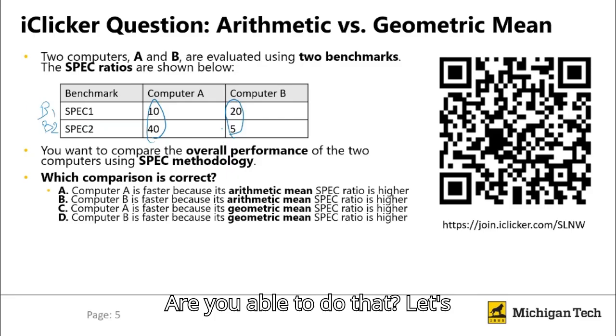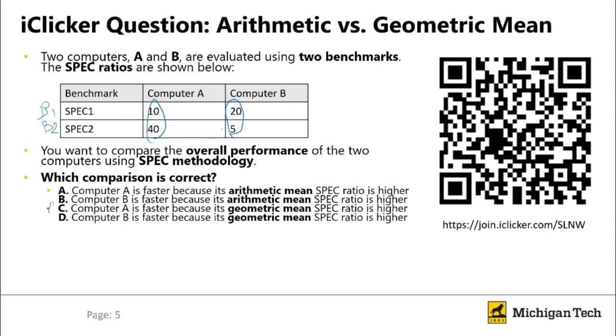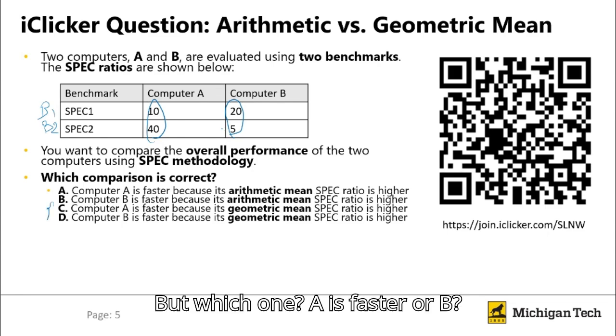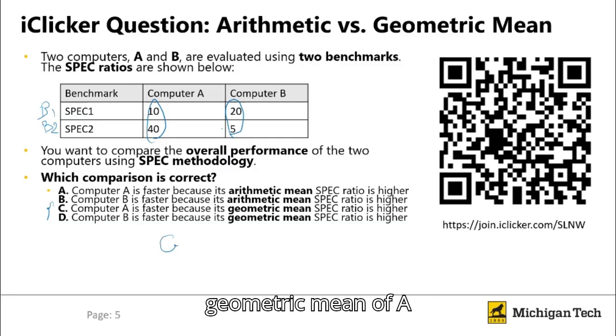Are you able to do that? Let's see. Okay, I see some C. Yeah, for sure the geometric mean is the correct one, so it's one of these 2. But which one? Is A faster or B? To do that, you need to find the geometric mean of A and the geometric mean of B.